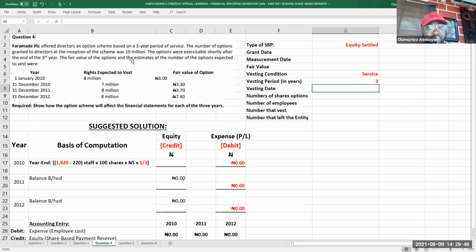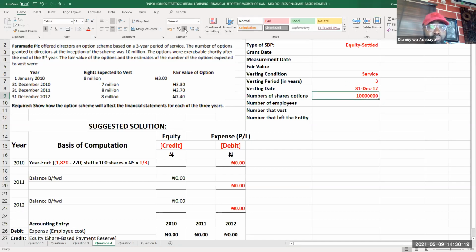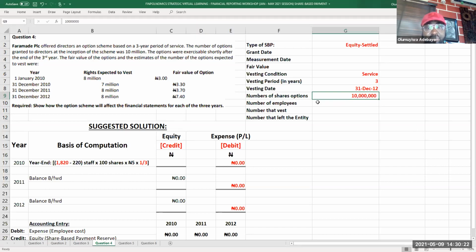And the fair value of the option was estimated above. Now, the vesting date will be the end of the 3rd year. The number of shares in which the option was granted is 10 million. The number of employees in total is 3. They just mentioned directors, so let me just say directors, and they've grouped everything together to be 10 million.